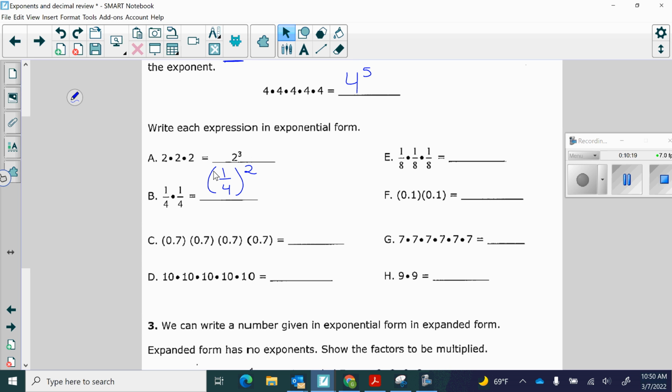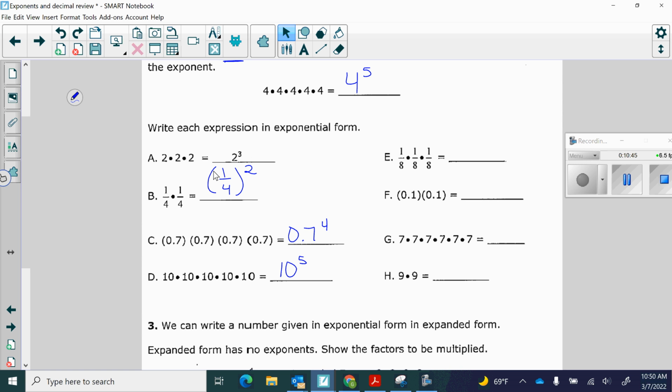So how would I write 7/10 times 7/10 times 7/10 times 7/10? And yes, guys, when you have two parentheses by each other, it means to multiply. Emily, how would I rewrite this? Yes, 7/10 with an exponent of 4. All right. Kaylee, 10 times 10 times 10 times 10 times 10. How would I rewrite that? 10 to the power of 5.